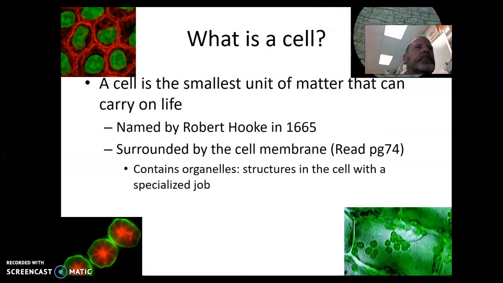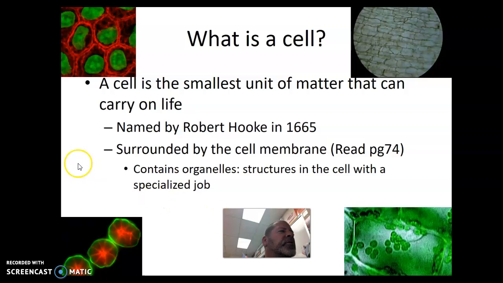All right. So, how do we define cell? A cell is the smallest unit of matter that can carry life. A lot of times people can confuse atoms with cells. Cells are comprised of billions of atoms, if that tells you anything. So cells are very small, but they're made up of countless atoms.